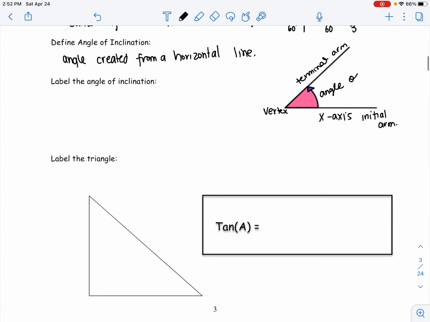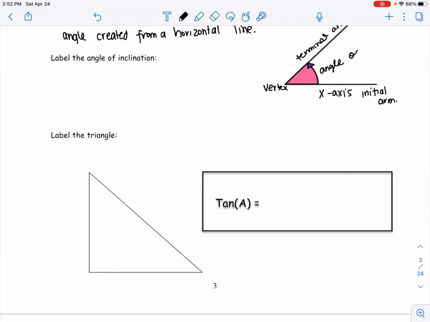So we're going to label the triangle. So what we want to do is always label our triangle with the letters that they give us. In this case, we start with a letter A. If you guys can see, there's a letter A. So let's label our triangle A, B, and C.